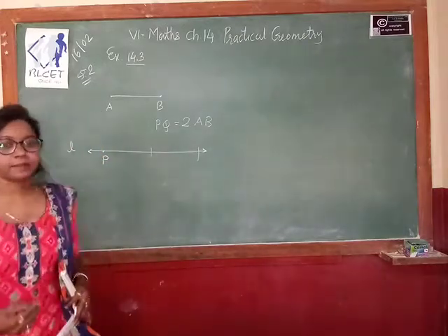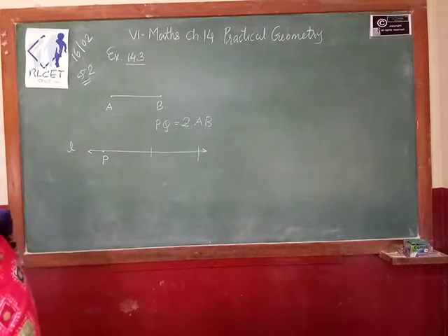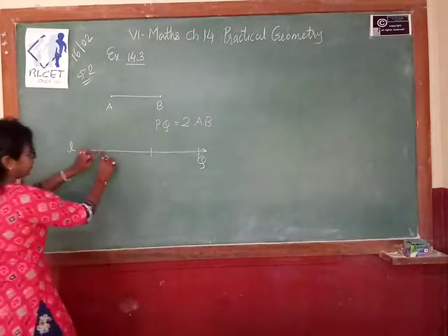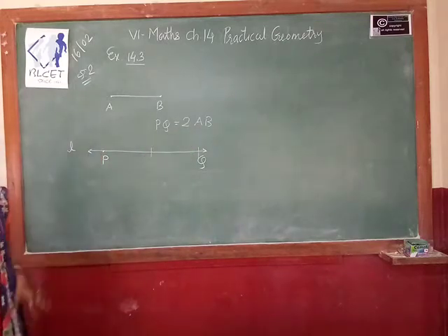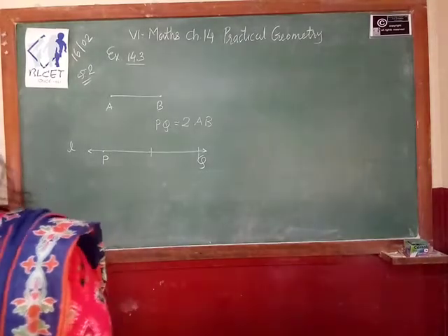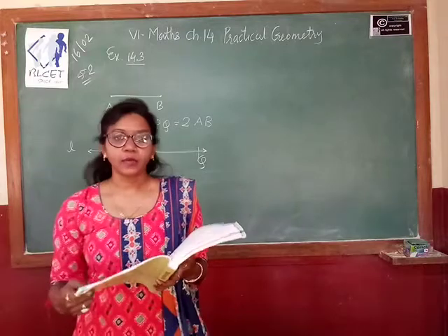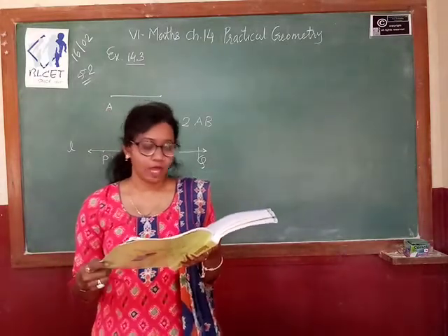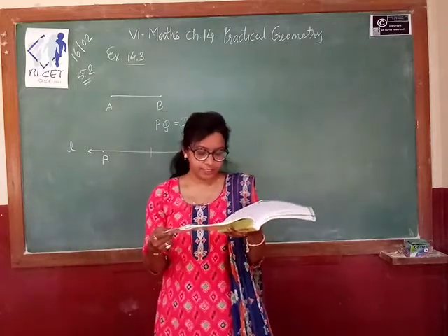That is the second time AB. So what measurement are we getting? That is nothing but twice AB. So this measurement PQ is equal to 2 times AB. This way you can construct question number 2. So this is all about exercise 14.3. Any query you can ask me. It's very easy, how to copy or construct a line segment. Now we go on to the next topic, that is perpendiculars.